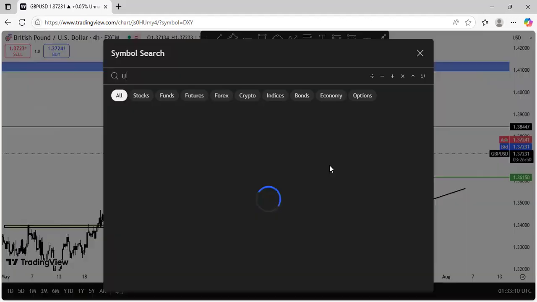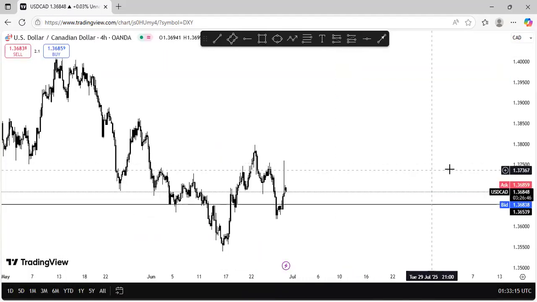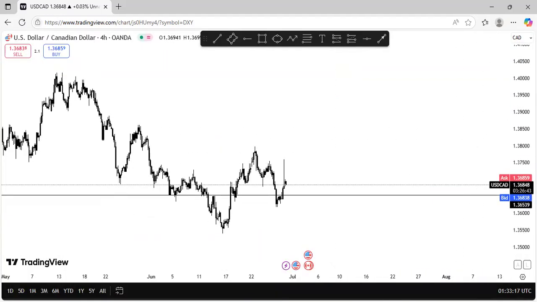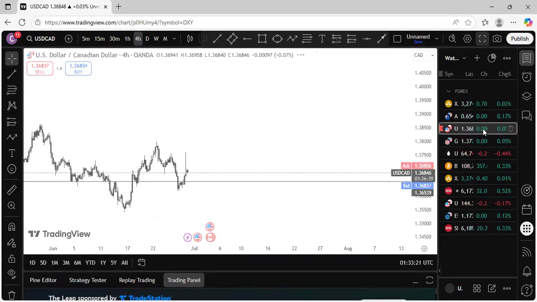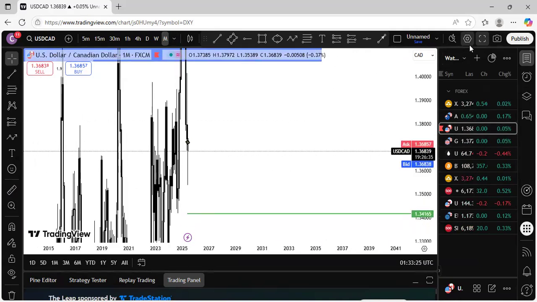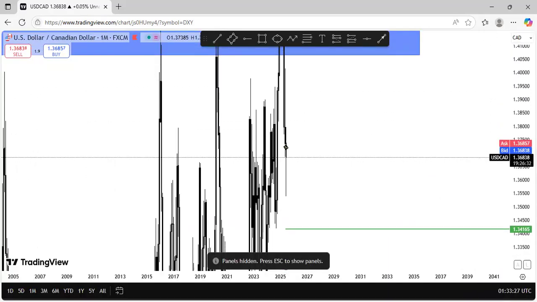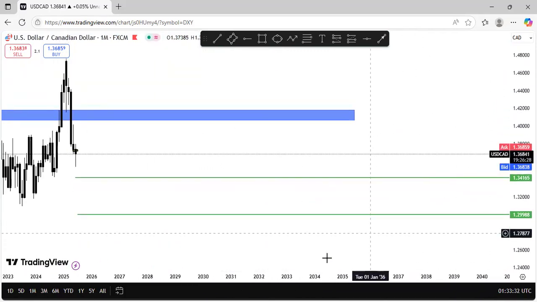So let's go over to the USD CAD. It's a pair that I've not really done analysis on. So I'm going to start all the way from the monthly time frame. So on the USD CAD.